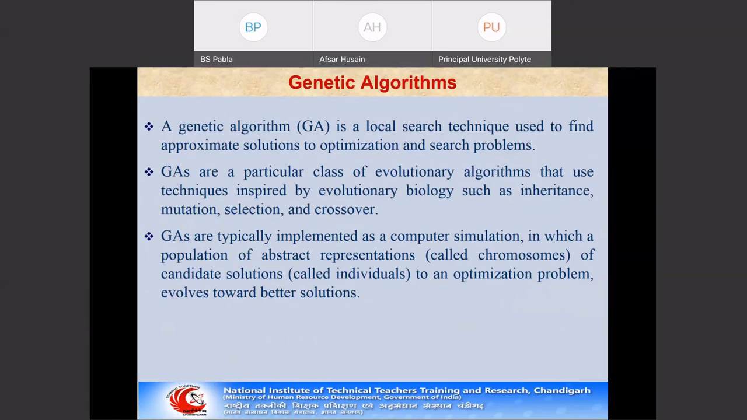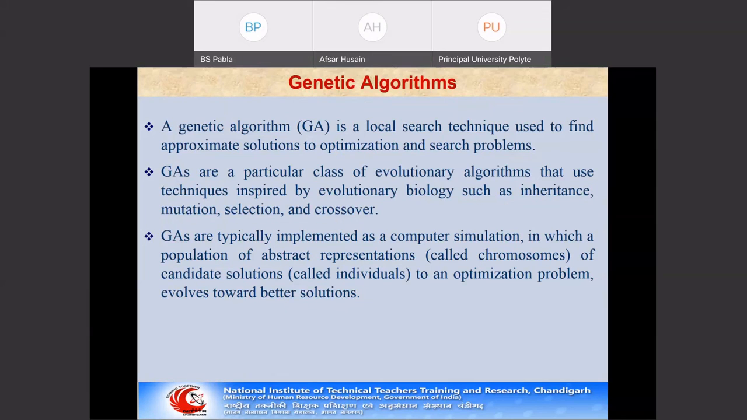Right? That means you have two solutions. You take half of one good solution, or 80% of one solution and 20% of another solution. You make a better child solution from the parents.